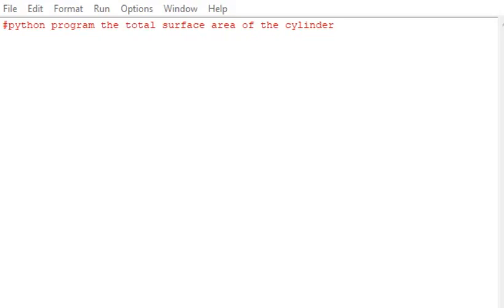Hello, we are writing a program to find the total surface area of a cylinder. First of all, we have to import the constant pi from the math module. So to do that, I have to write: from math import pi.